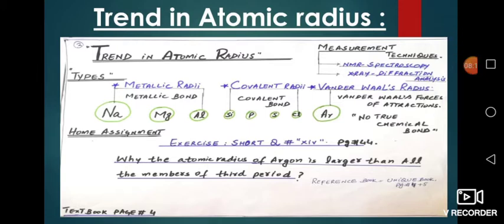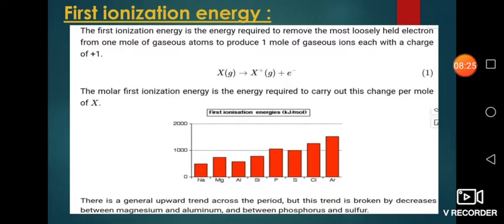It is given on the page, factors affecting ionization energy. Now property number 3, ionization energy. Ionization energy can be defined as the amount of energy required to remove an electron from the outermost shell of an isolated gaseous atom to form a monopositive ion.